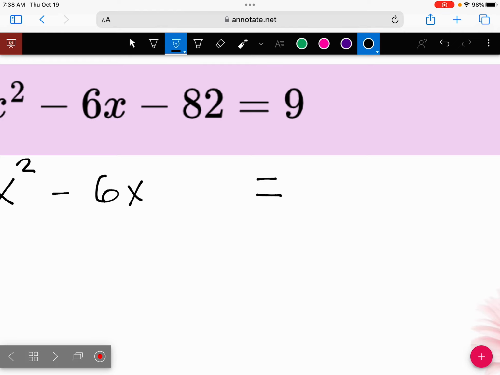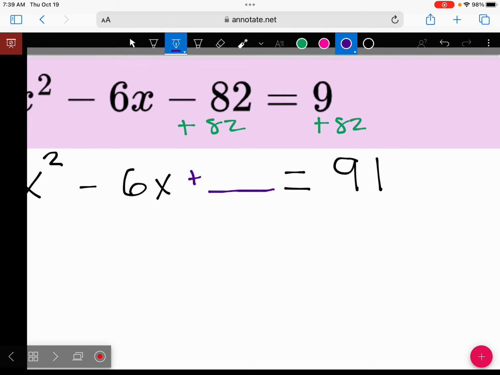So 9 plus 82 is 91. Plus 82, plus 82. So whenever we're completing the square, I want to get all the constant numbers over to the other side and ignore them. Because what we're looking for is what number needs to go here in order to make it be a perfect square. We know we can write the x squared, that's our front term.